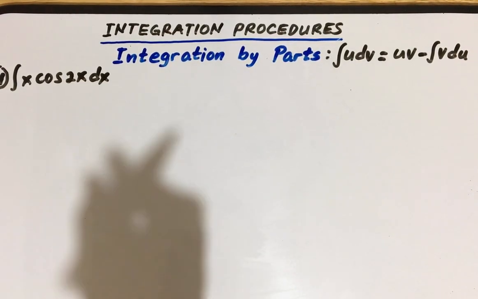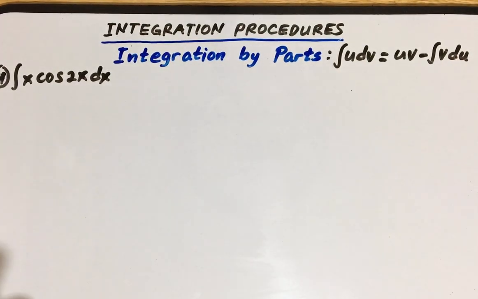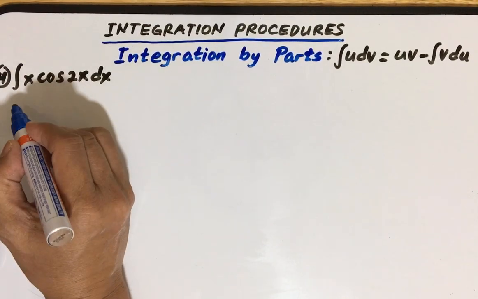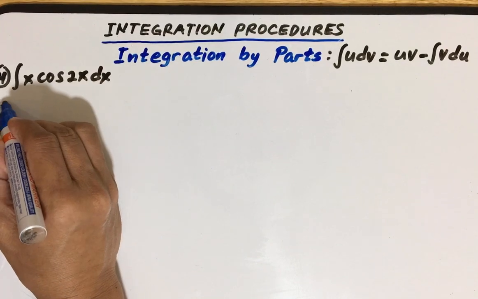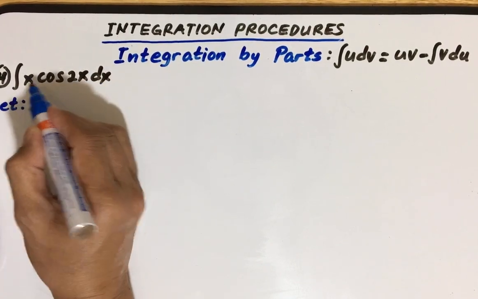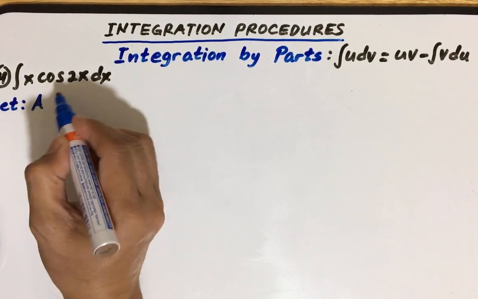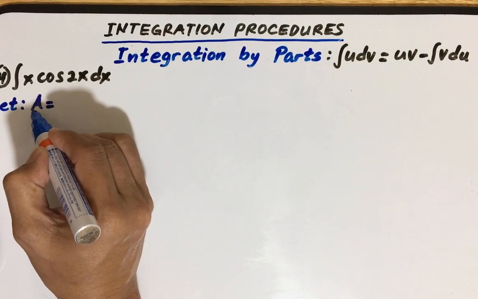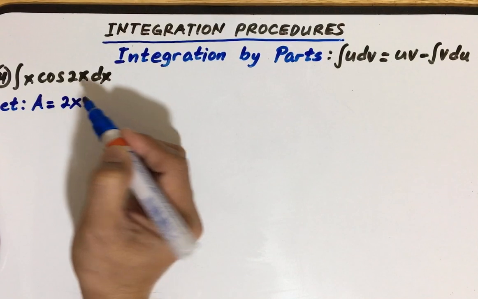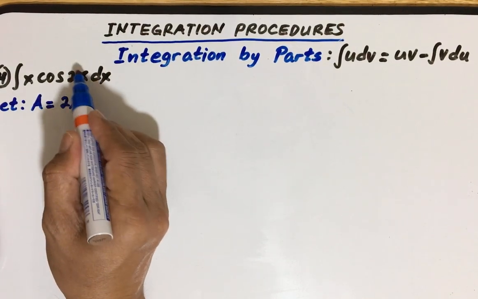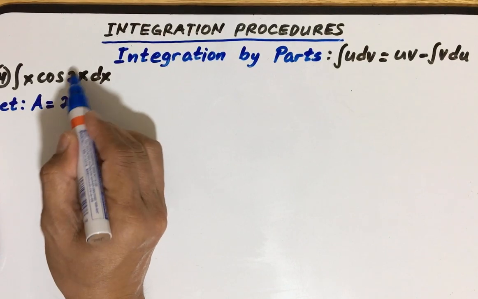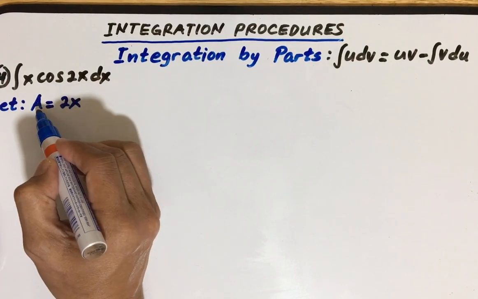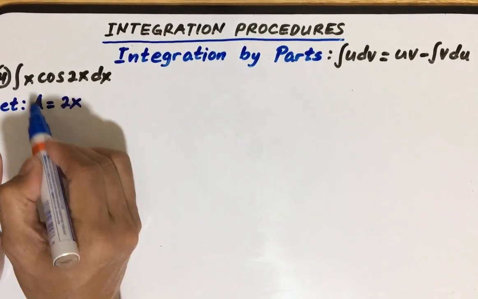Before I apply this formula, I will transform this into another form of an integral function by using another variable. If I let 2x equal to a, we have only one factor. So I will let this 2x as a. Then from here, I can also change the x in terms of a.